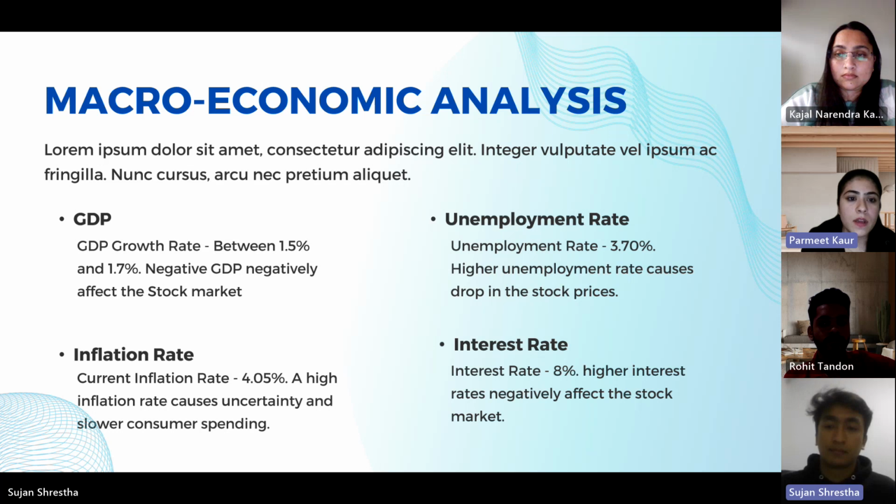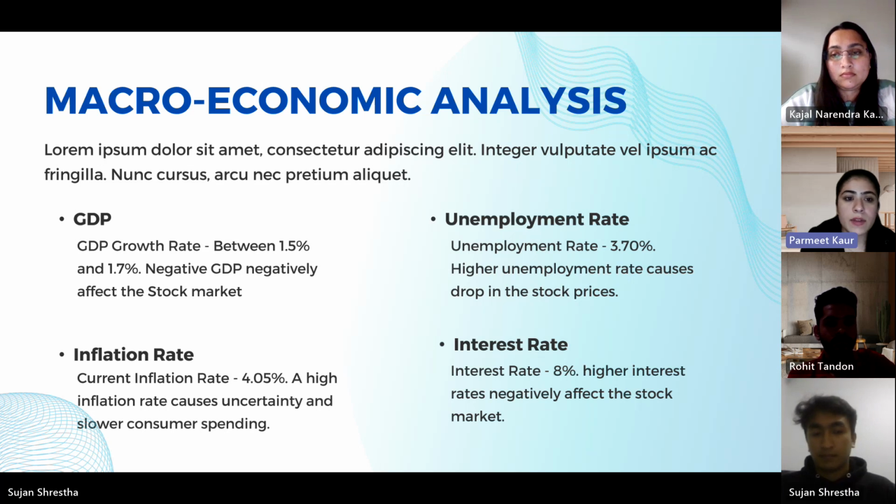The next is the inflation rate, which is currently at 4.05%. When the inflation rate is slow to moderate, meaning it lies between 1 to 3%, there is a minor effect on the stock market. However, any increase more than this can cause uncertainty in the market. Lastly, the interest rate in the US market is 8%. Stock prices as well as the stock market are negatively affected by higher interest rates and vice versa. For the next slide, my friend will discuss that.